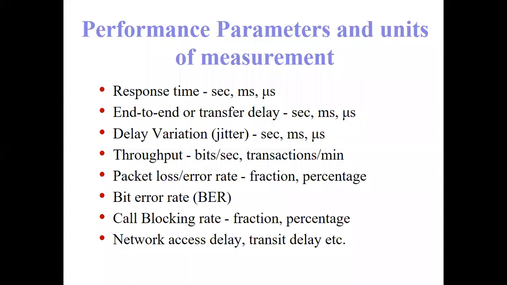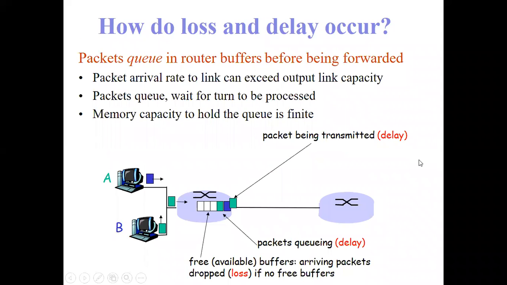Transit delay is when the packet is already in transit going to its destination. A lot of things happen there. You expect the network to fluctuate and the packet not to arrive at the intended time. If there is too much delay, that packet won't reach the destination. Unfortunately, it will be dropped. How does the loss and the delay occur? Packets queue in a router's buffers before being forwarded.